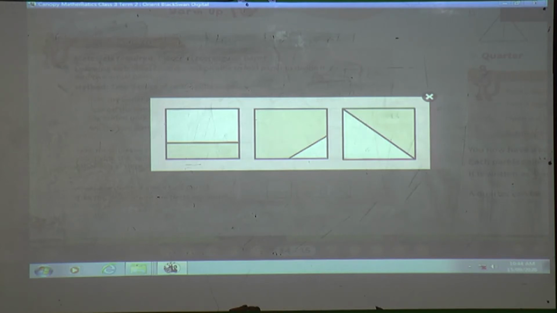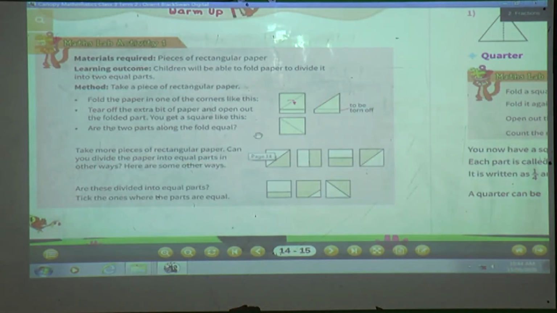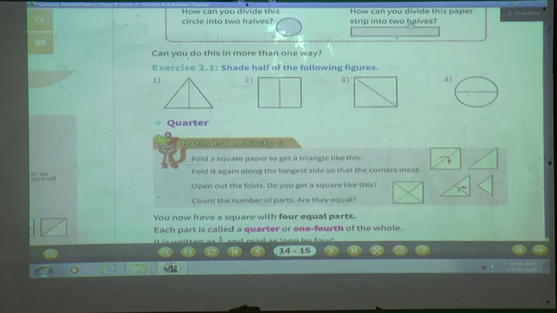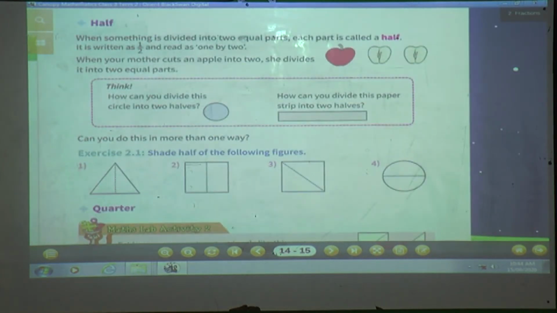Now if we see this third diagram, here we can see these two parts are equally divided. So which diagram is equally divided? This third one. Okay, in this way you can also do this activity at home. Now we'll see the next question, the next concept.